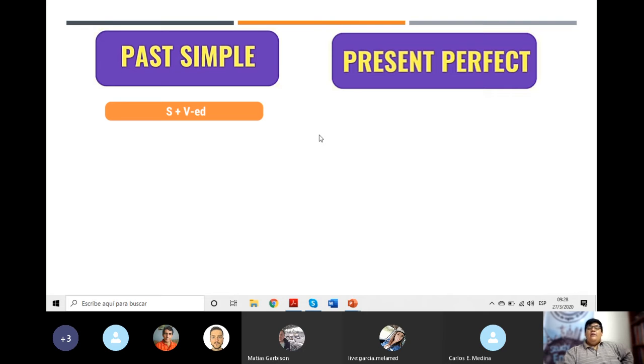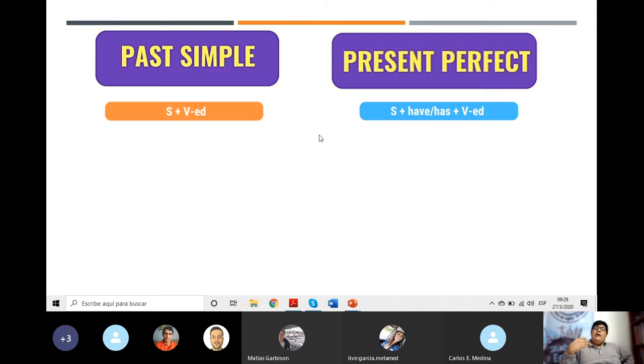And then we have the present perfect. It is formed by the subject, have or has, plus the verb with ed, if the verb is regular. But if the verb is irregular, now we have to learn the third column, la tercera columna de los verbos irregulares. They are participle verbs, okay?